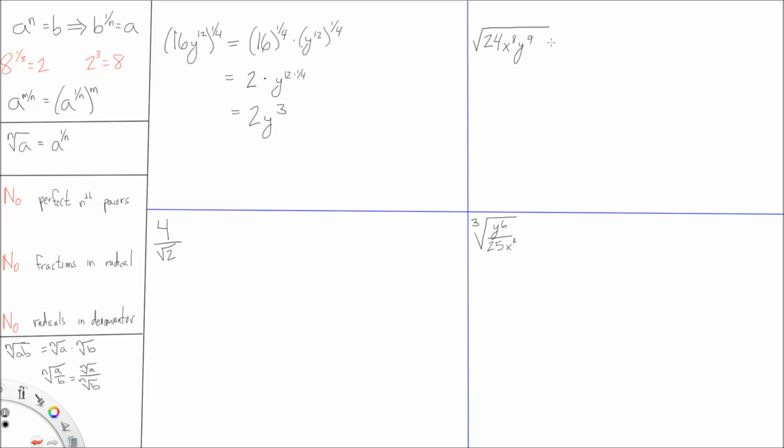So I'm going to rewrite this. 24 is 4 times 6, so I'm going to rewrite it like that. x to the 8th I'm going to leave, and y to the 9th I'm going to leave.